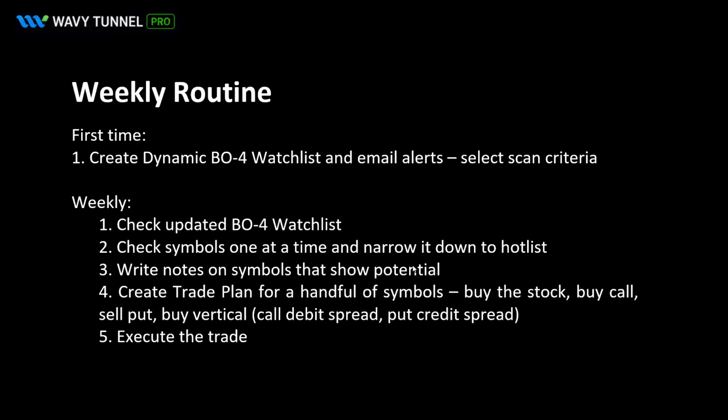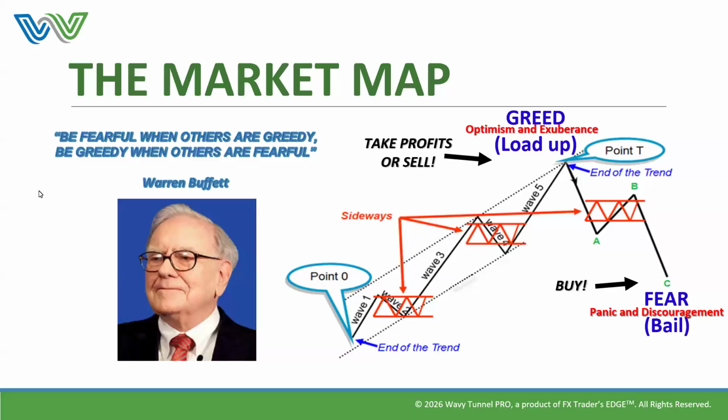We can write notes on the symbols that show potential, so we can do a screenshot of the chart. And then we can create a trade plan for a handful of symbols. That will happen likely tomorrow, like in the next day. Buying the stock, buying the call, selling the put, buying the vertical, which is a call debit spread or a put credit spread, and then we execute the trade. So this is the weekly routine that I use, that I want to share with you.